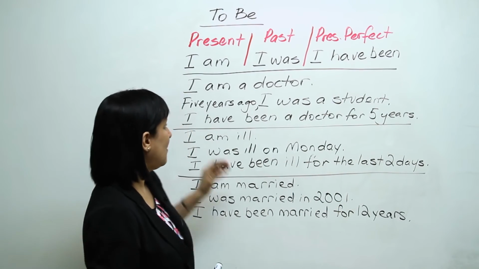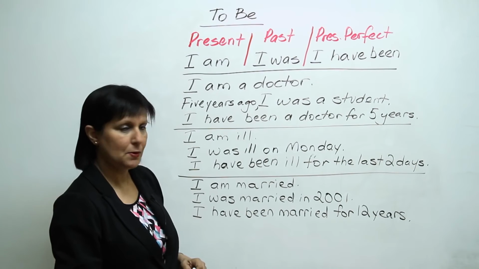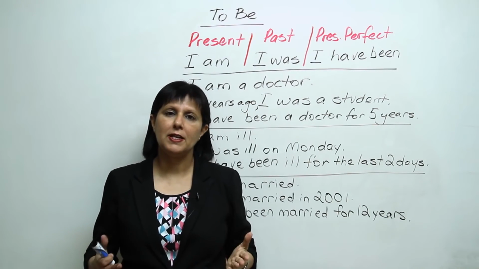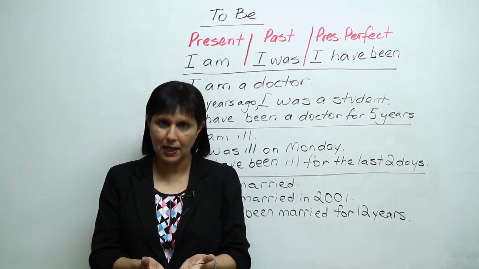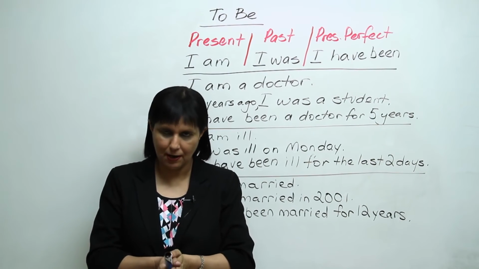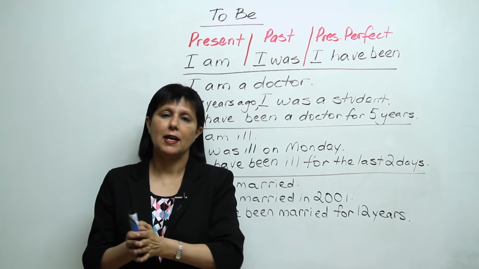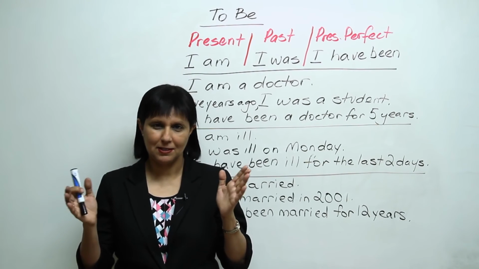Okay? So I hope that these examples in the present, past, and present perfect have shown you ways in which you can talk about your life in terms of what you're doing now, what you did yesterday or in the past, and what you have been doing.